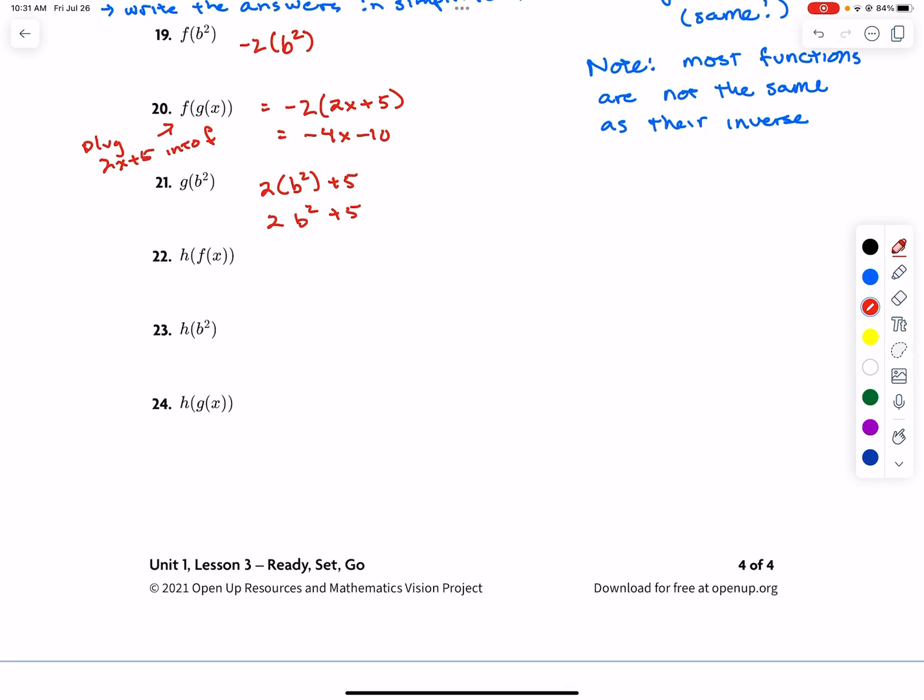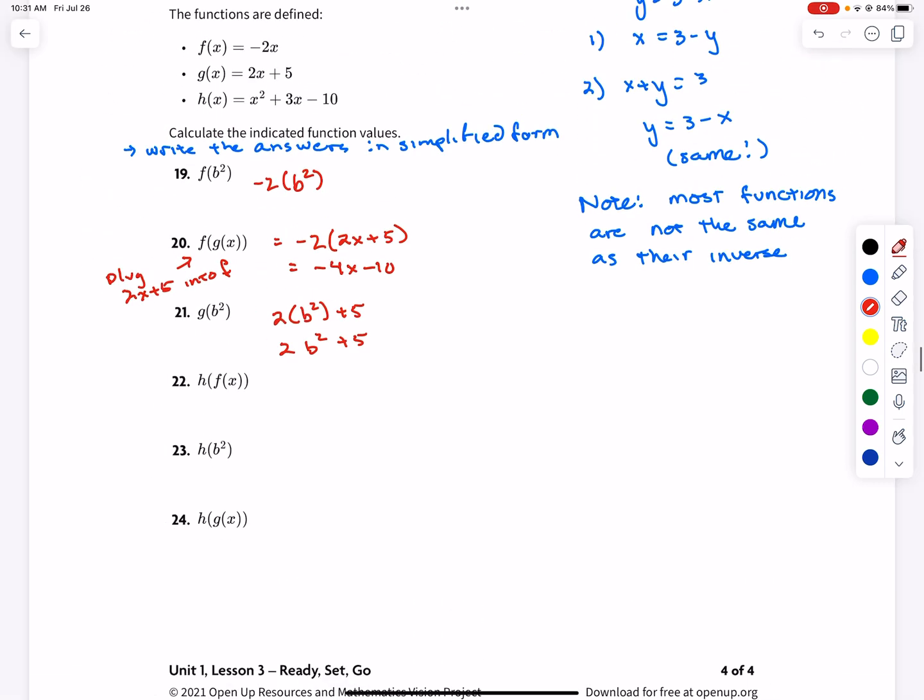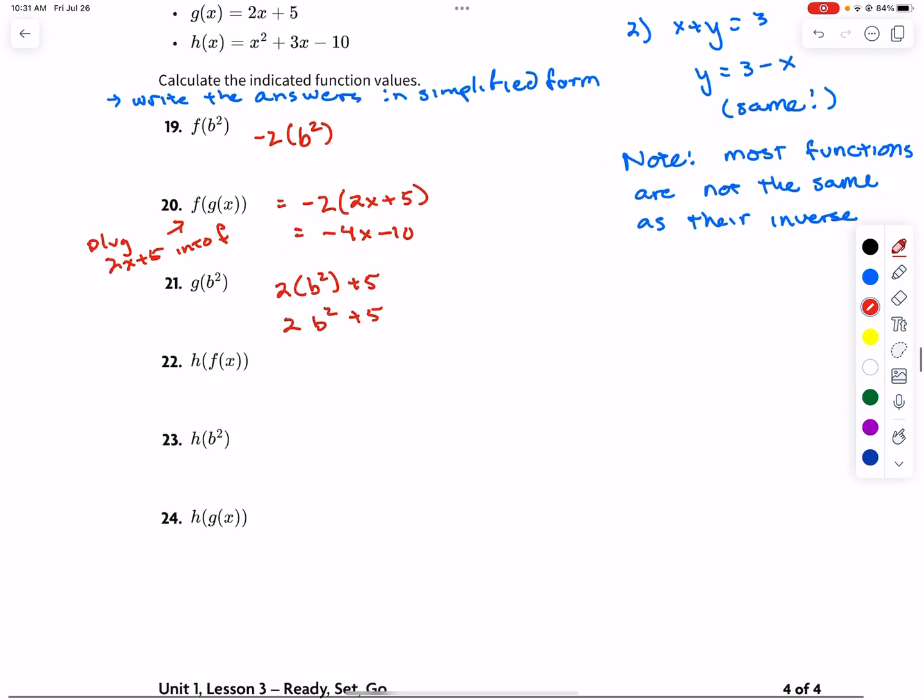h of f. What was h? Oh yeah, thing squared plus 3 thing minus 10. Sorry, thing squared plus 3 thing minus 10. Negative squared is positive. Don't forget to square the 2 also. Okay, h of b squared.